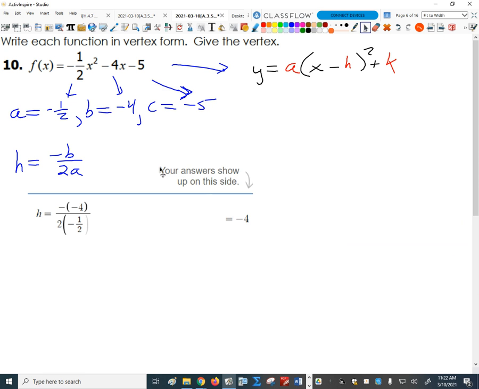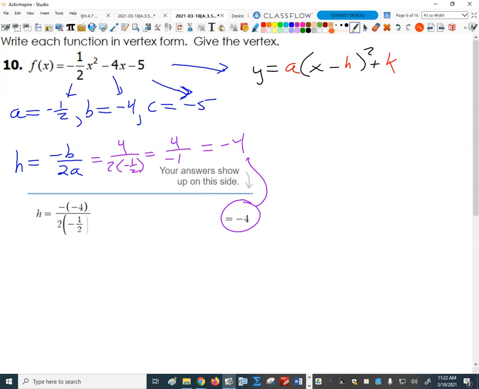We could have gotten this mathematically too. That wouldn't have been a big deal for us. If B is -4, then -B is +4. On the bottom, I get 2 times negative 1/2. Well, isn't that just negative 1? 4 divided by negative 1 is negative 4. But there's my answer, right? I already got it using Desmos.